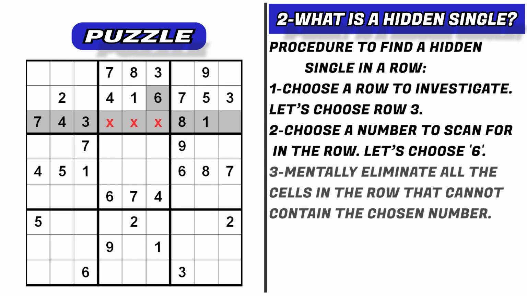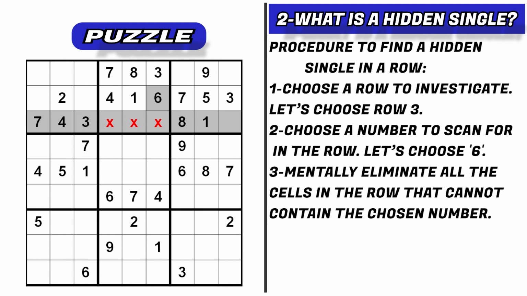Step number 3. Mentally eliminate all the cells in the row that cannot contain the chosen number. As you can notice, row 3 has 4 empty cells. 3 of them cannot contain the number 6. We marked those 3 cells with a red cross in our grid. The 3 cells marked with a red cross cannot contain 6 because there is already a 6 in their box.